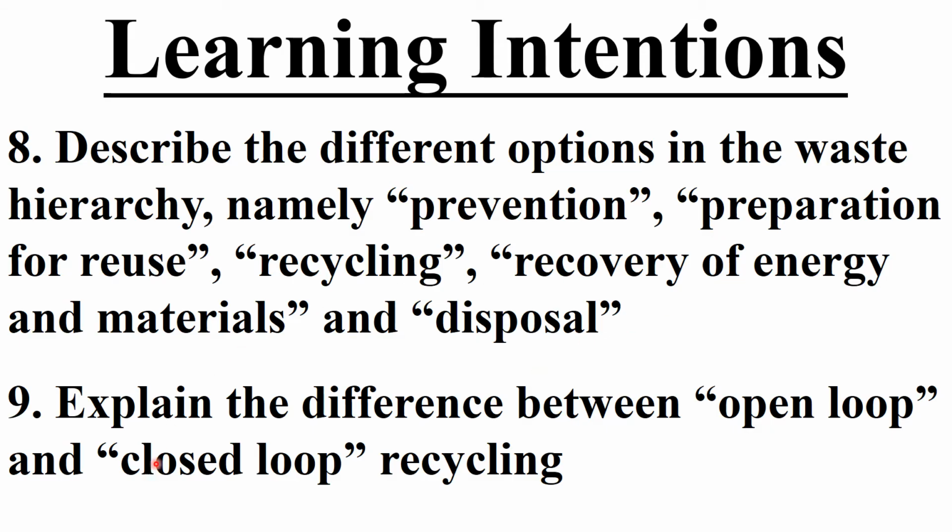So for this, back to that pyramid, there are different options in the waste hierarchy. What you can either do is prevent the waste, you can prepare it for reuse, you can recycle it, you can recover the energy and materials, or you can dispose of it. And we're going to look as well at recycling, the difference between open loop and closed loop recycling.